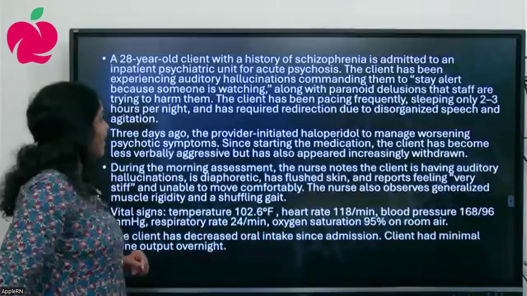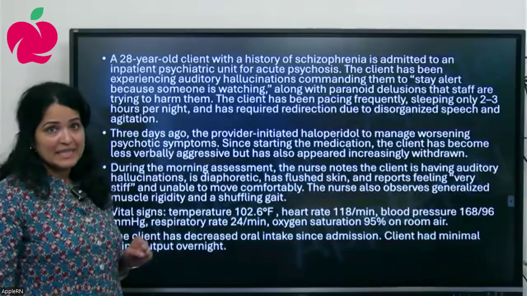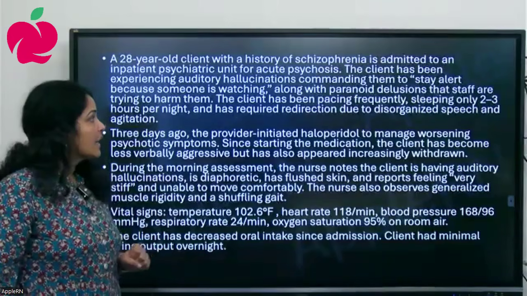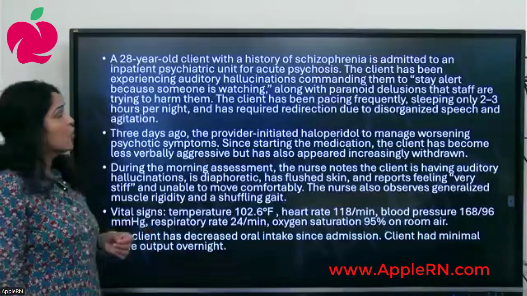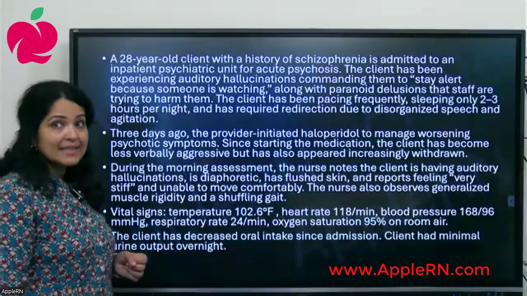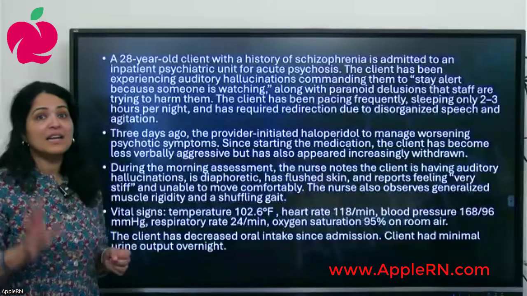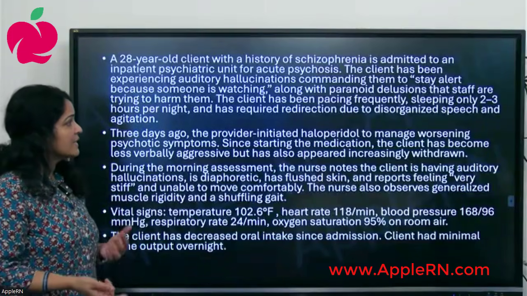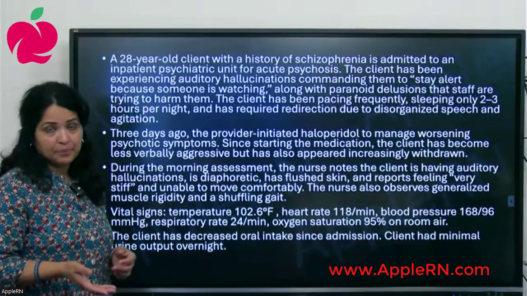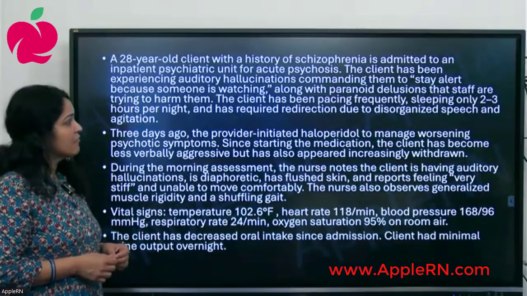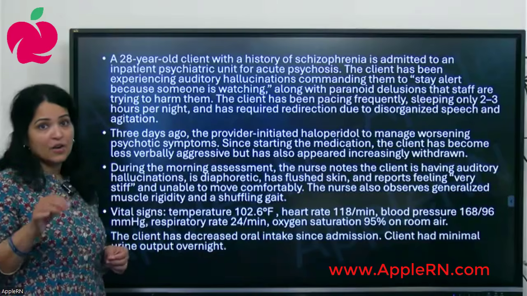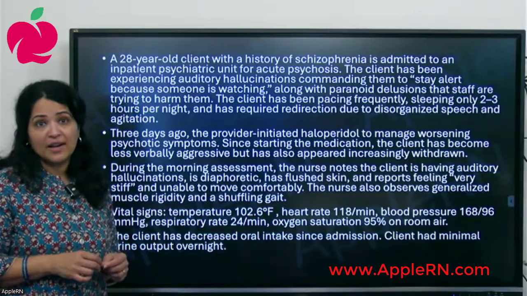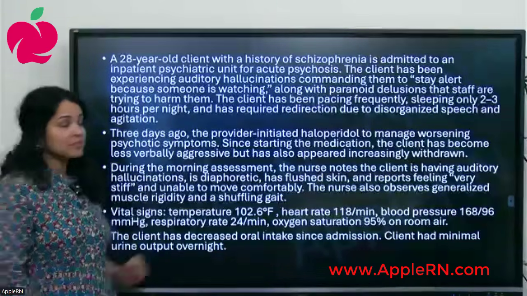A 28-year-old client with a history of schizophrenia is admitted to an inpatient psychiatric unit for acute psychosis. The client has been experiencing auditory hallucinations, commanding them to stay alert because someone is watching, along with paranoid delusions that staff are trying to harm them. The client has been pacing frequently, sleeping only 2 to 3 hours per night, and has required redirection due to disorganized speech and agitation.